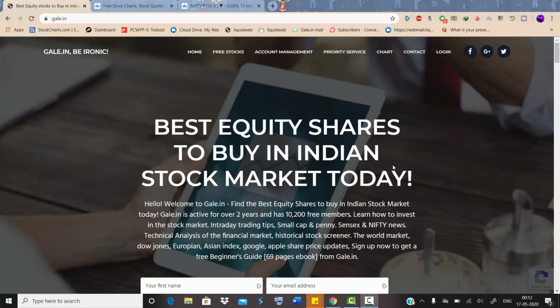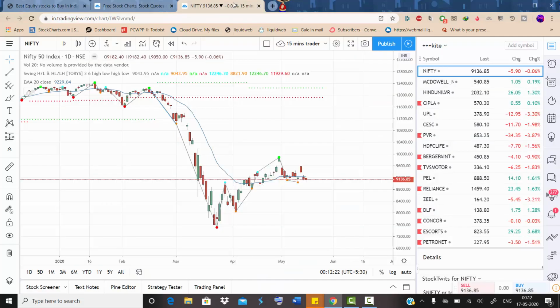So today I'll be teaching you about the pitchfork. This is a nifty chart on daily candlestick. They have a few indicators in this already marked. One is EMA 20, which I use to identify the trend in the market. The other one is swing high low.